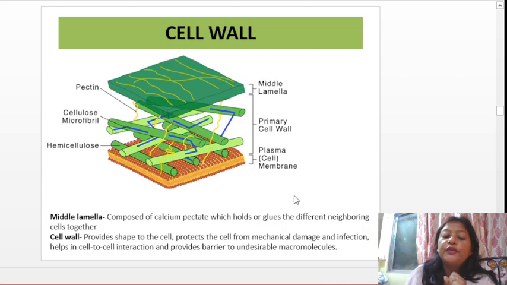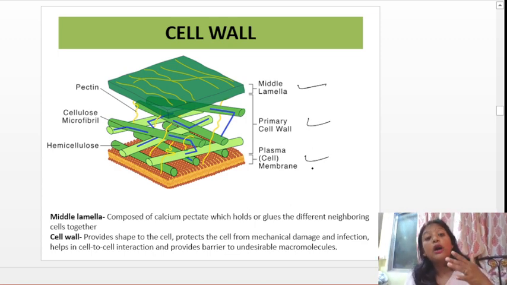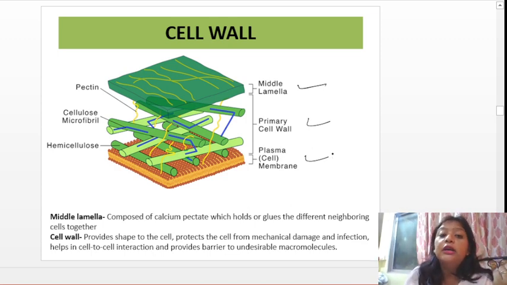Now, moving on to the next part, the cell wall. The cell wall basically contains three layers, which you can see out here. What are the three layers? The middle lamella, the primary cell wall, and the plasma membrane. We know that the cell wall is the outer part. Outside the cell wall, remember, there is another part known as the glycocalyx. After that we have the cell wall, which is the middle lamella and primary cell wall, and the inside part is the cell membrane.